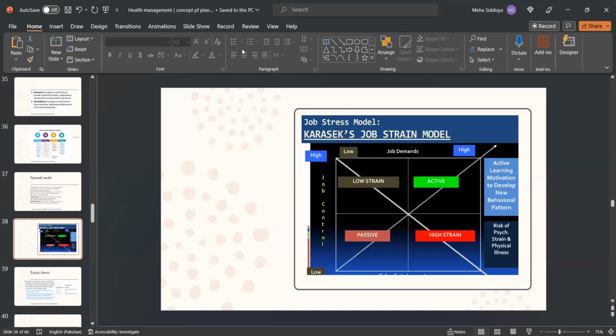So these are the 2 parameters which lead to the 4 types of jobs: low strain jobs, which consist of high job control and low job demands. Then comes the active job, in which there is high job demand and high job control. And it is active learning motivation to develop new behavioral patterns. Then there is a third type, that is passive job, in which there is low job control and low job demands. Then comes high strain job, in which there is low job control but high job demands. And in this type, there is risk of psychiatric and psychological strain, and physical illness.